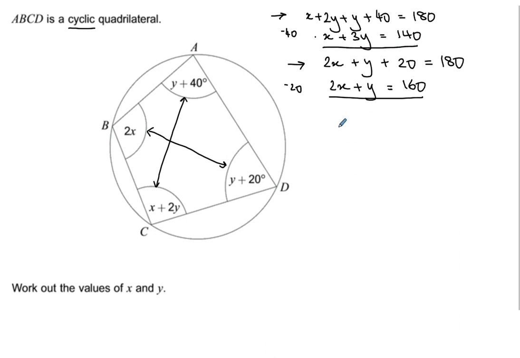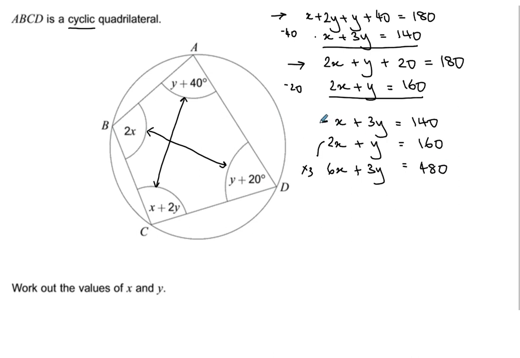Let's just write them out again. So we've got x plus 3y equals 140, and 2x plus y equals 160. I always play around with the y's. So I'm going to multiply this whole line by 3. So I've got 6x plus 3y equals 160 times 3 is 480. And then I'm just going to copy that one there. So x plus 3y equals 140.